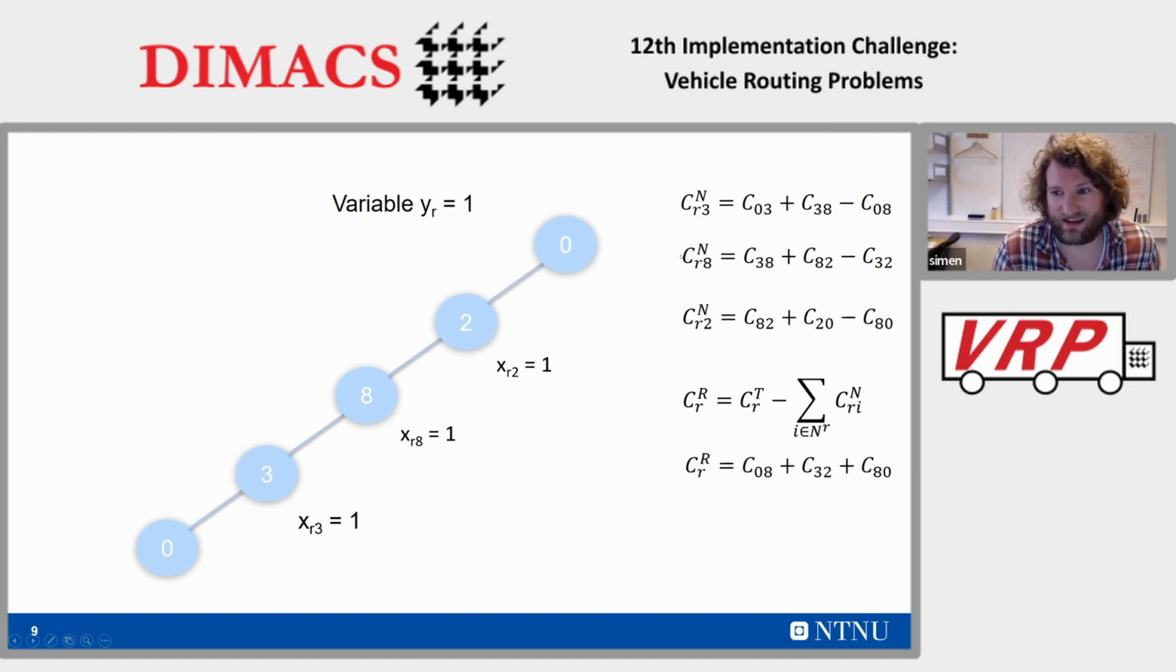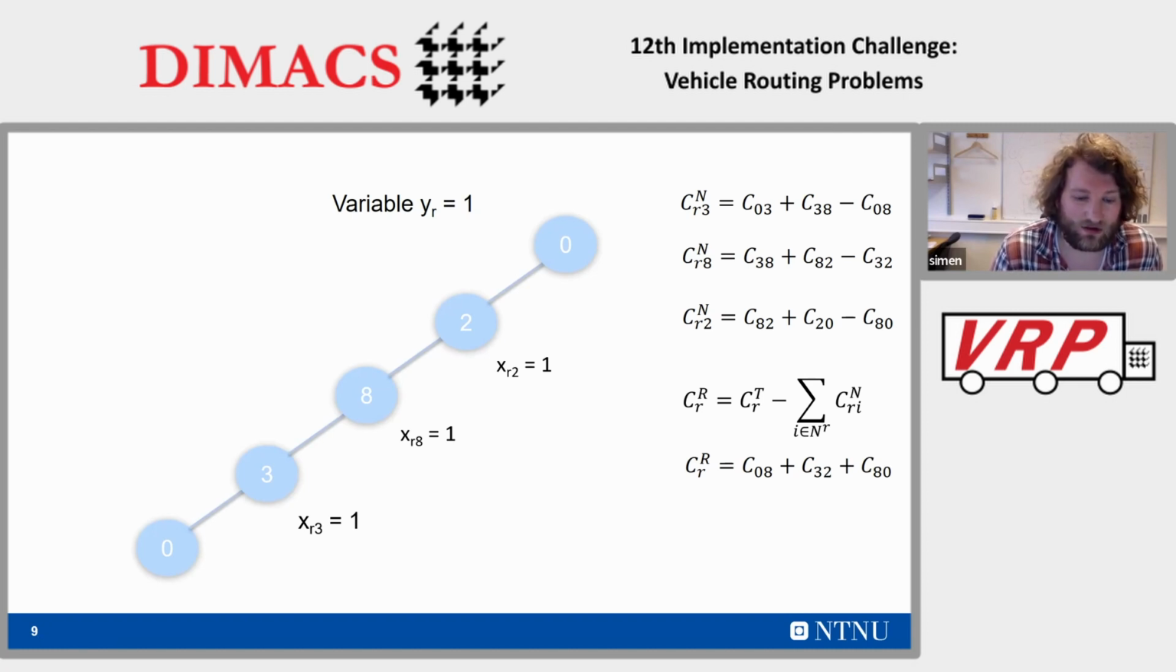And we can see then that if we take these costs and plus them onto these expressions here, the route cost we end up with is just the normal route cost, the cost of going from 0 to 3, 3 to 8, 8 to 2, and 2 to 0. So if we just use the route as it is, the route cost is perfectly calculated.